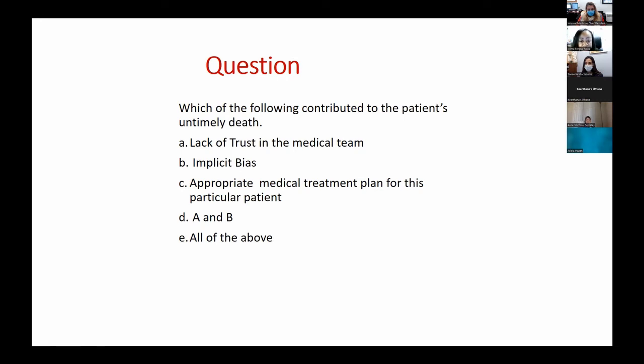Lack of trust in the medical team, implicit bias, lack of appropriate medical treatment planned for this particular patient. So if you want to quickly put something in the chat what you think it is: was it lack of trust in the medical team? Was it implicit bias on the part of the medical team? Was it lack of appropriate medical treatment? Is it A and B or all of the above?